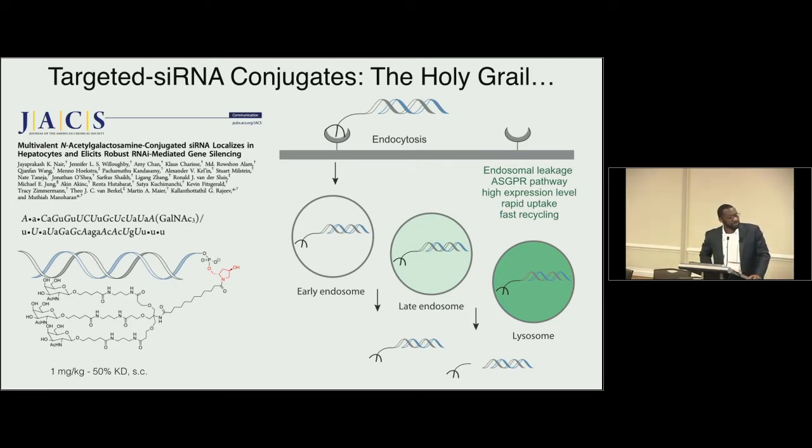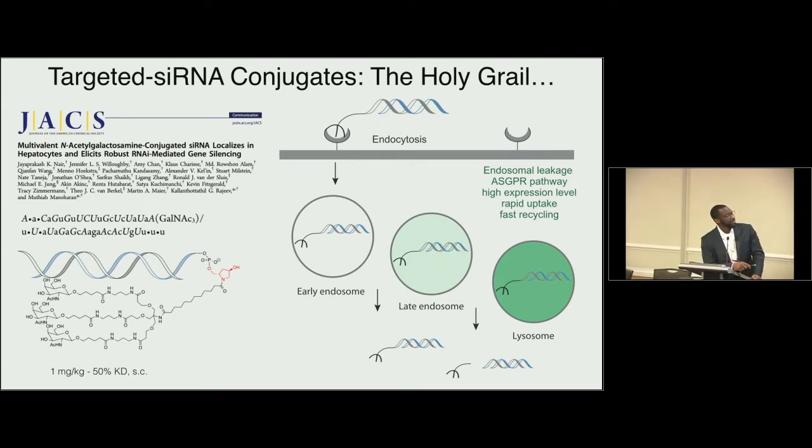This is the triple GalNAc system from Alnylam. It sort of represents, I think, the hallmark of what antibody drug or antibody RNA conjugates want to be. Right? So this paper in JACS was published in 2014. This work was done way before then.